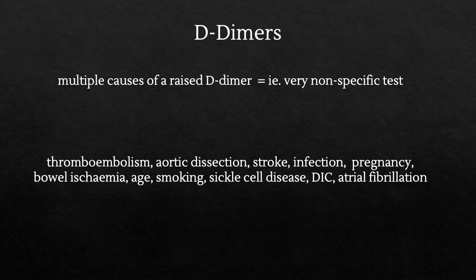What about D-dimers? They're probably one of the most over-requested and misinterpreted tests. Everybody seems to want to do one when they're suspecting a PE. So D-dimers are naturally released when clot is broken down. So when there's increased clotting, there's increased clot breakdown, which will cause an elevated D-dimer. There are many different causes for an elevated D-dimer. This means that it's a very non-specific test.